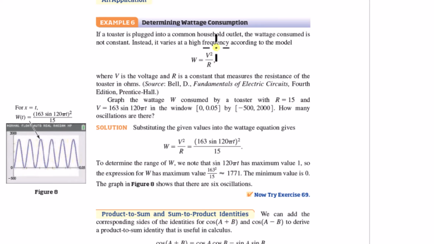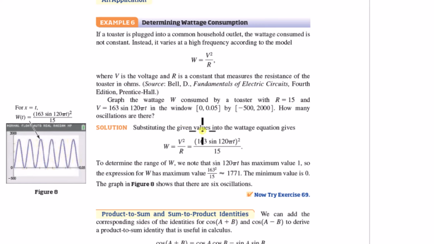It's varying with time. Graph the voltage consumed by a toaster with R equal to 15 and V equal to, and there's the formula, 163 sine of 120 pi t. In the window in these ranges of the x and y axis, how many oscillations are there? So they graph it going from minus 500 to 2,000 volts in 0 to 0.05 seconds.